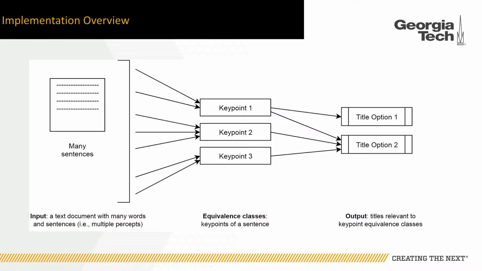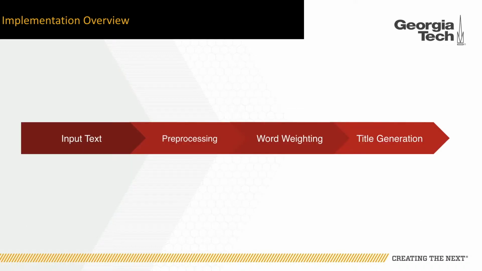At a high level, Sci-Ti's title generation process works as follows. It takes in multiple percepts in the form of sentences and words from a text document. It maps these percepts to key points, so important words or concepts, and then it produces titles that are relevant to those key points. At a more technical level, Sci-Ti has three modules: pre-processing, word weighting, and title generation.